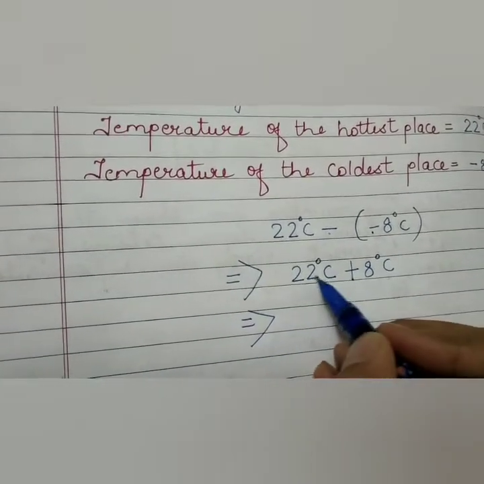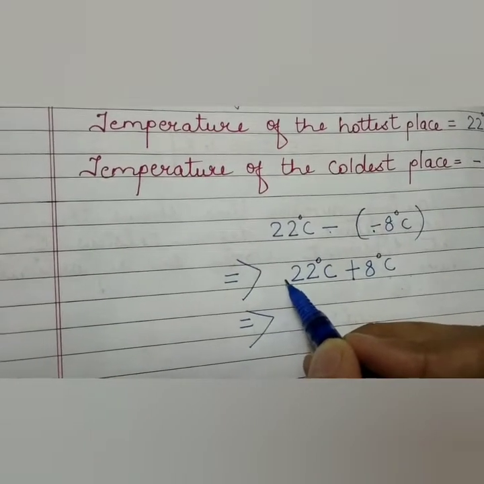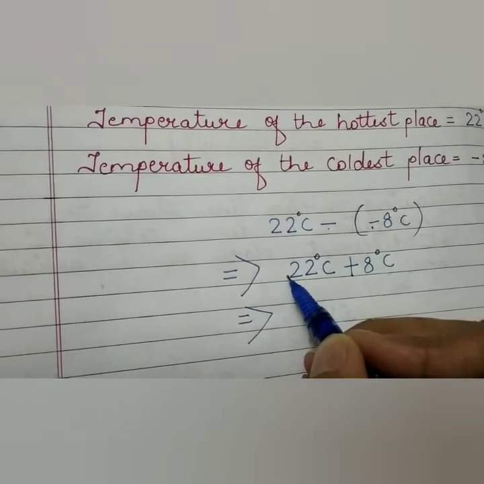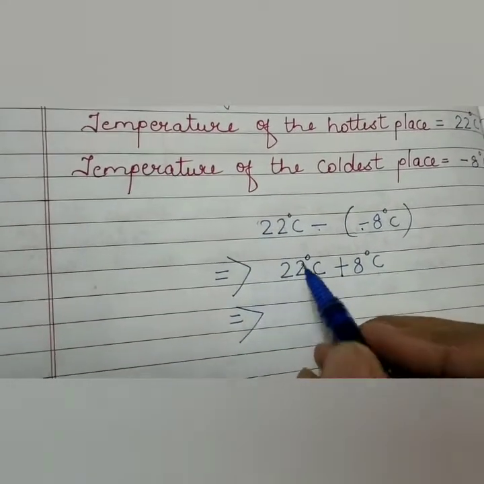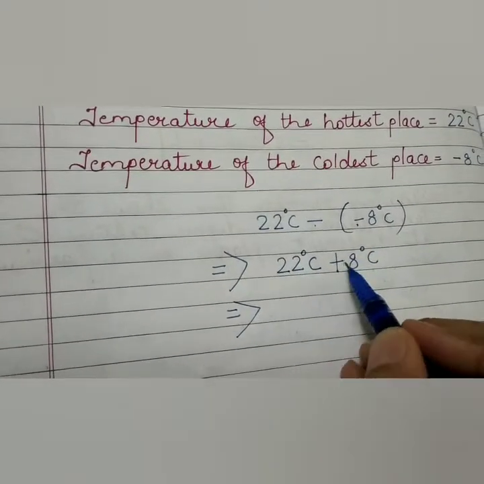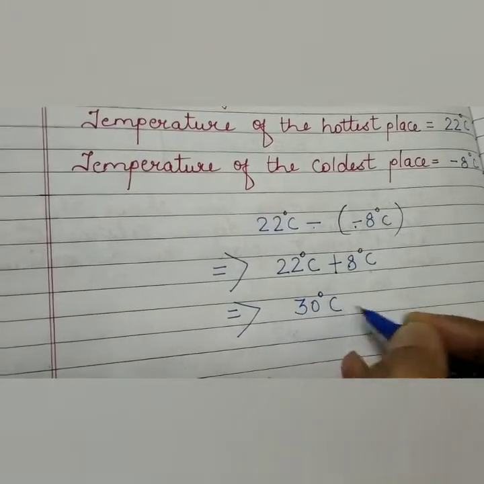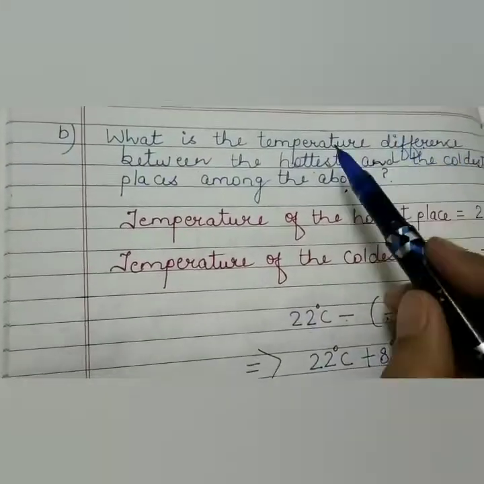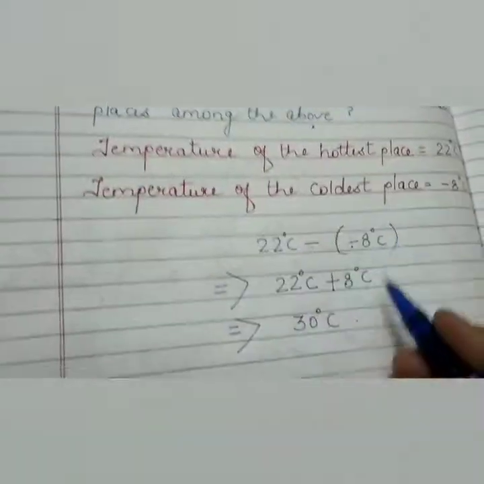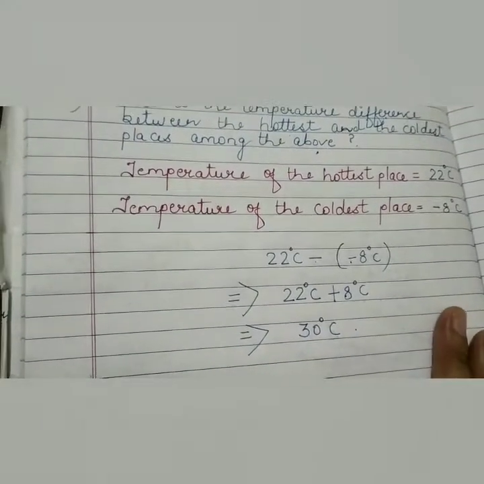Now 22 is a positive number because it is not having any sign, and if a number is not having any sign, it means it's a positive number. I hope you all remember this. So plus means plus. So 22 plus 8 will be what? 30 degrees Celsius. So the temperature difference between the hottest and coldest place is what? 30 degrees Celsius. I hope you all have understood this question.